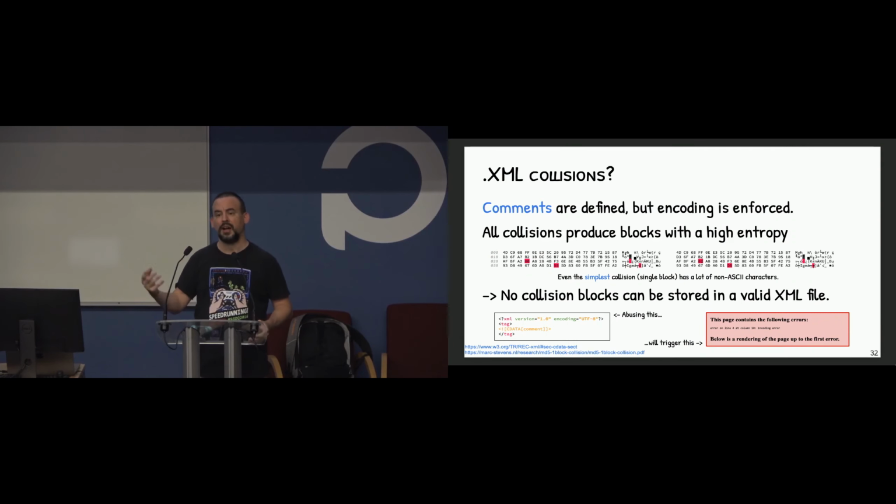I mean, you have comments in XML, but they enforce the UTF-8 encoding. And here is the smallest example of hash collisions. As you see, it's totally not UTF-8, it's pure randomness. So basically, you cannot have the collision blocks stored in a valid XML file, either in the content or in appended data. So XML is totally resistant to collision exploitation as it is.